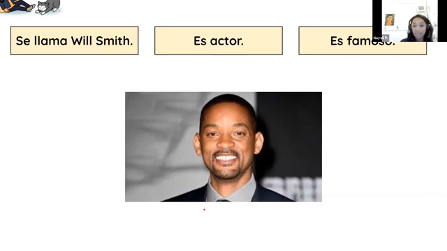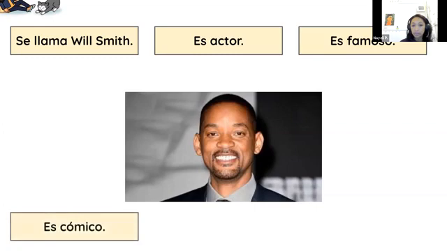Will Smith es actor. Will Smith es famoso. Will Smith es cómico. Cómico. Comic here will be applied as in funny. He's very funny. Es cómico. Will Smith es cómico.